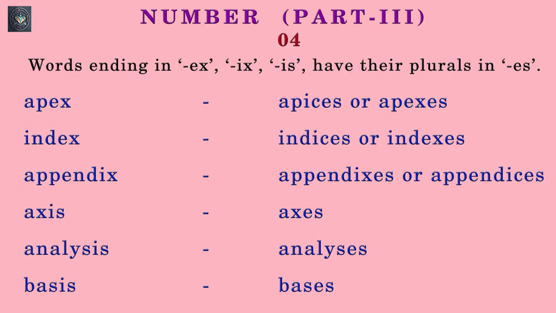Rule number 4. Words ending in EX, IX, IS have their plurals in ES. For examples, apex, apices, or apexes. Index, indices, or indexes. Appendix, appendixes, or appendices. Axis, axes. Analysis, analyses. Basis, bases.